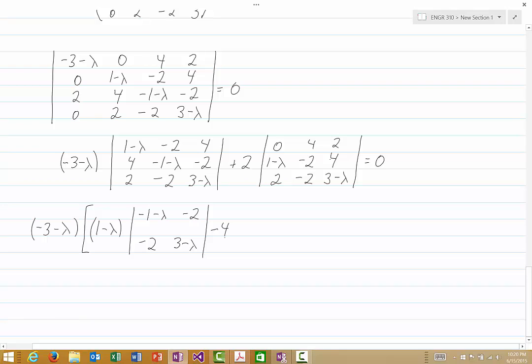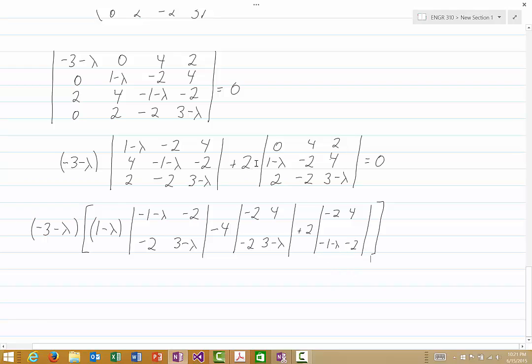Then minus 4, remember that minus sign is coming in from the checkerboard pattern, so we get minus 4 here, times negative 2, 4, negative 2, 3 minus lambda, and then plus 2, times negative 2, 4, minus 1 minus lambda, minus 2. Okay, let's just check real quickly. Okay, I believe all that is correct.